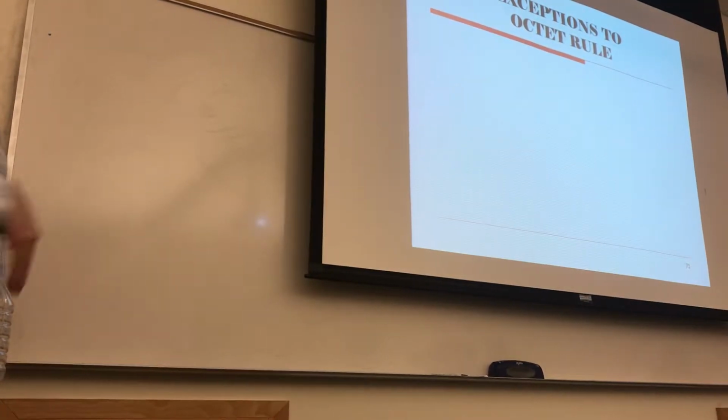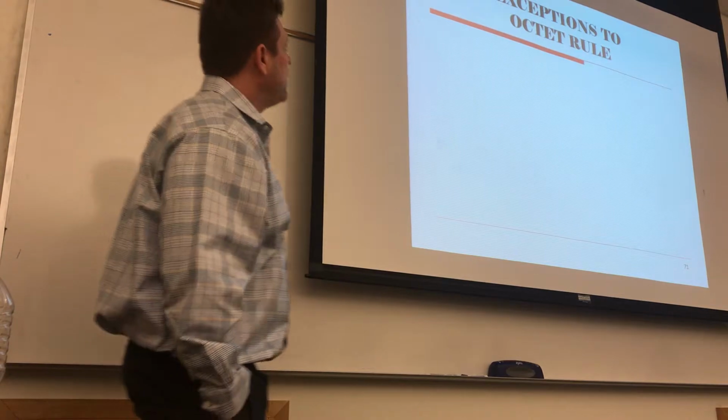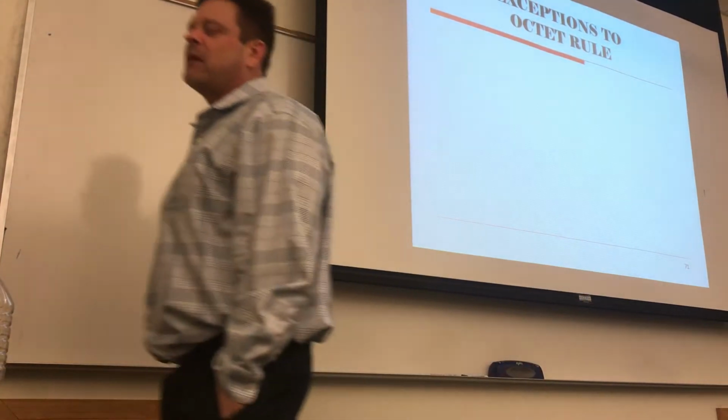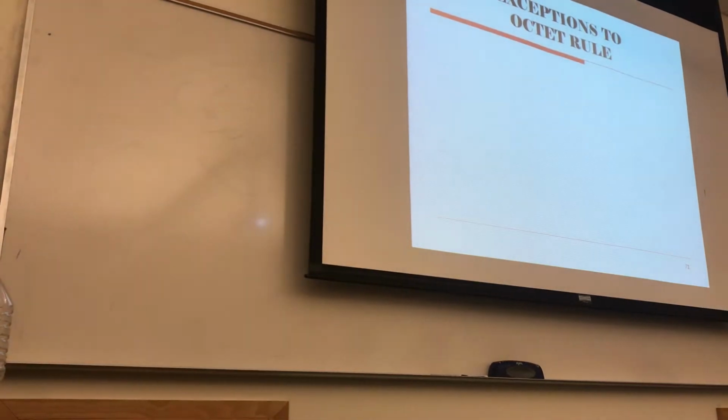Now that leads us into talking about exceptions to the octet rule. You could have different types of exceptions, and they can go in either direction. You could either have more than an octet or less than an octet. And generally, where would those be? When I'm referencing a structure, what part of the structure would I care most about? The center atom, absolutely. That's where it's going to matter.